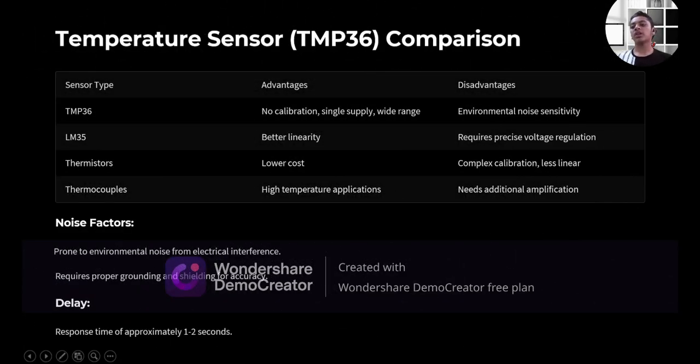Now you can see the comparison between TMP36, LM35, thermistor and thermocouple temperature sensors. These are different temperature sensors and you can also see their advantages and disadvantages. Now we're going to see the noise factor of the temperature sensor. It is prone to environmental noise from electrical interference, and requires proper grounding and shielding for accuracy. The response time of the TMP36 temperature sensor is 1 to 2 seconds.